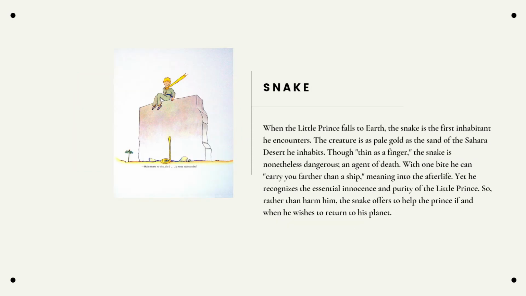The Snake. When the little prince falls to Earth, the snake is the first inhabitant he encounters. The creature is as pale gold as the sand of the Sahara Desert he inhabits. Though thin as a finger, the snake is nonetheless dangerous, an agent of death. With one bite, he can carry you farther than a ship, meaning into the afterlife. Yet he recognizes the essential innocence and purity of the little prince, so rather than harm him, the snake offers to help the prince if and when he wishes to return to his planet.